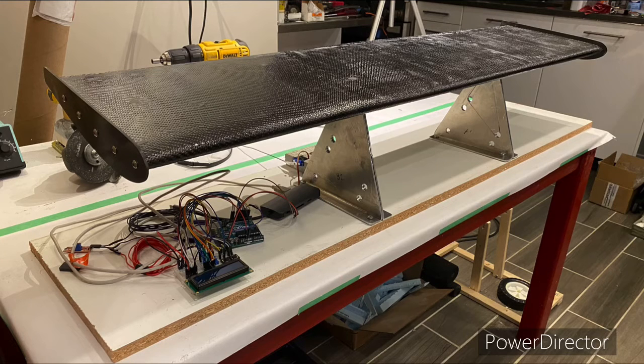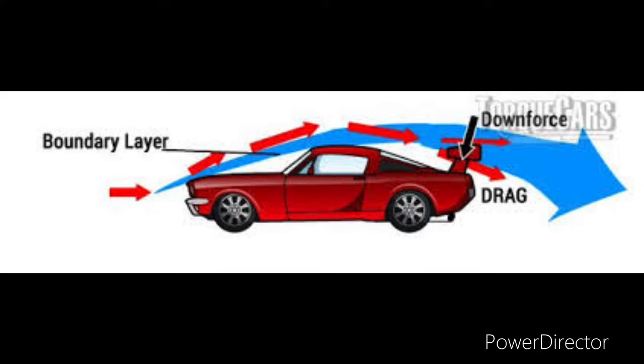The goal of this project was to build a rear wing for my car that can adjust itself depending on certain conditions. A rear wing on a car produces downforce, which presses the car into the ground, increasing traction and controllability. Basically, a car with more downforce is able to go faster around corners and maintain control at higher speeds.